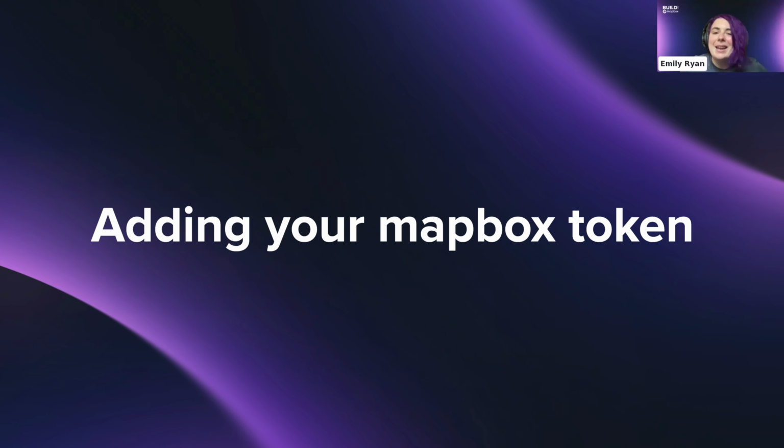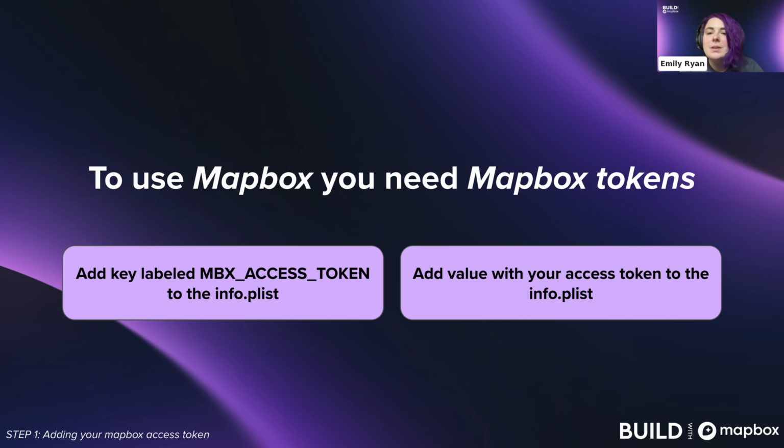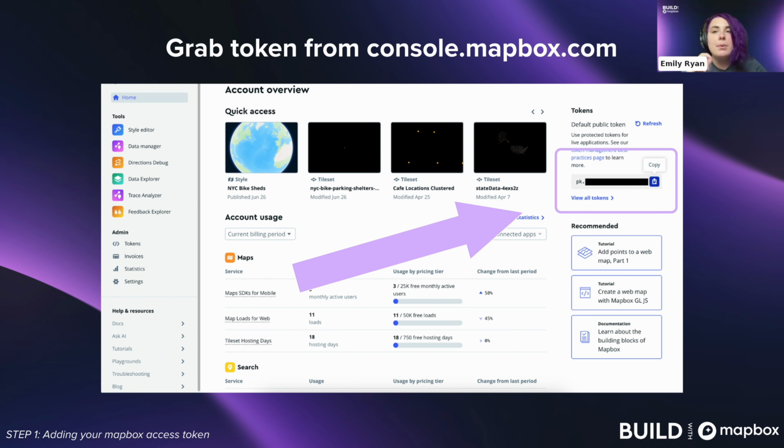All right, let's get started with adding your Mapbox token. In order to use Mapbox, you need Mapbox tokens, and this will allow you to get access to Mapbox services and different Mapbox features in your implementation or in your application. In order to do this, we're going to make some adjustments to our Info.plist with our token, and then add the actual token itself to our Info.plist. To grab your token, you're going to need to go to console.mapbox.com. And on this page in the right corner, you're going to see your default public token, and you'll be able to copy it. I have it off to the side, but you'll be able to copy it like so, as you can see on the screen.